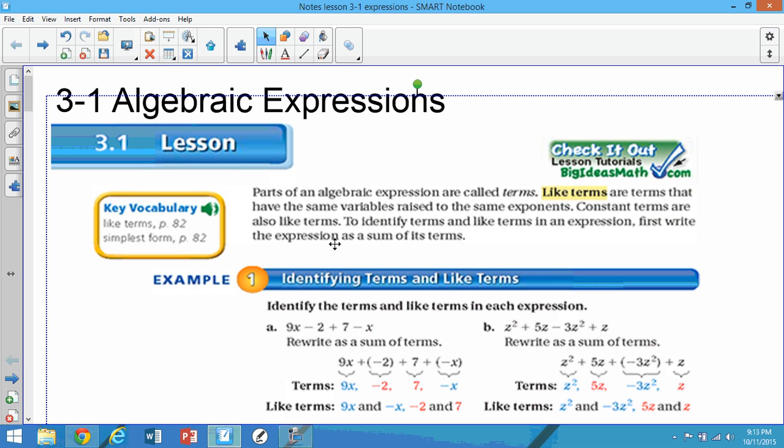Okay, open up your textbook to page 82, which is lesson 3.1, algebraic expressions. I'm going to go through and teach this lesson, and you should copy down everything that I write down, especially anything that I highlight or note. You should write it in your notebook. If you need to pause the video so that you can keep caught up on that, you should do that as we're going through this lesson.